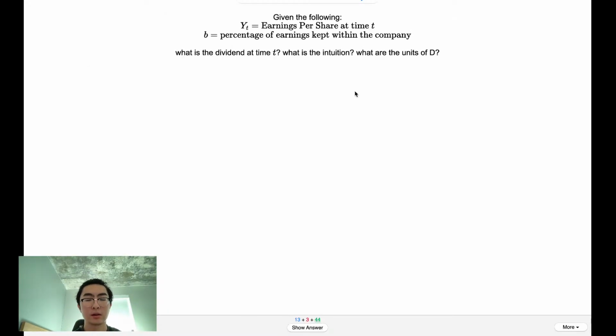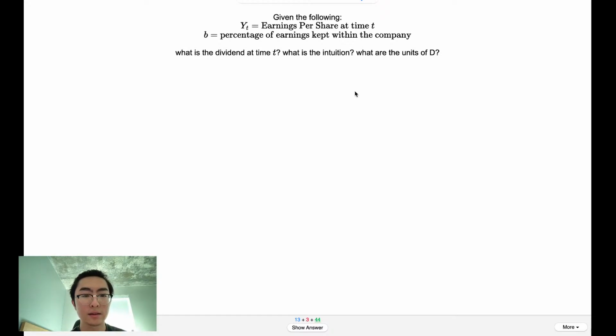Okay. Given the following, Yt is equal to earnings per share at time t, b is equal to percentage of earnings kept within the company. What is the dividend at time t? What is the intuition? What are the units of D? So you have an earnings per share at time t. So how much money a company has earned per outstanding share of stock that they have at time t.